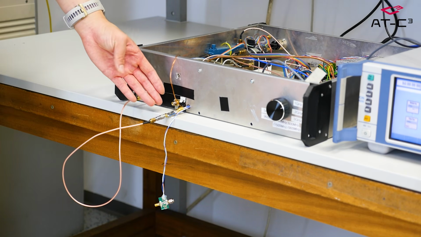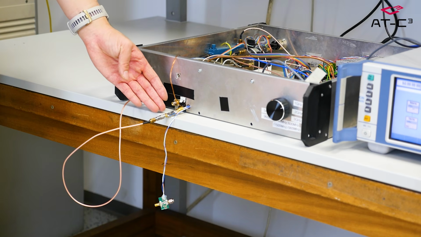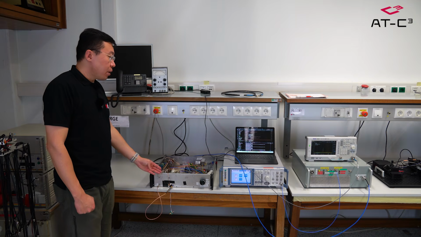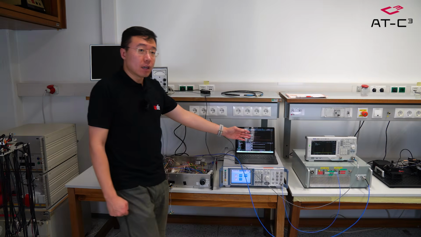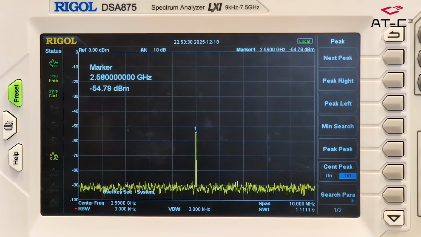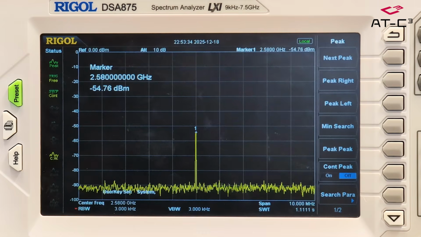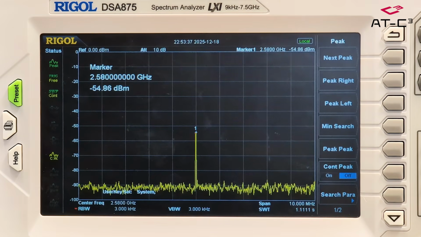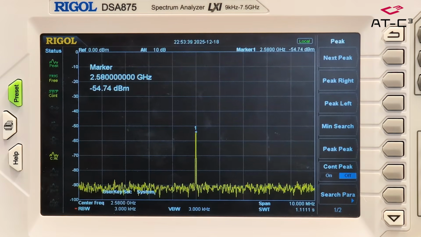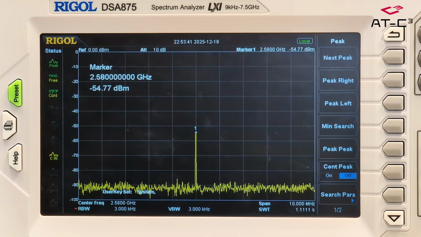And then when the TVS diode generates a harmonic, the reflected harmonic will be measured by the spectrum analyzer. Here you can see at 2.58 gig, which is the third harmonic of our fundamental signal. As you can see, the third harmonic is minus 55 dBm. Compared with the fundamental input power, which is 20 dBm, there is 75 dB of difference.